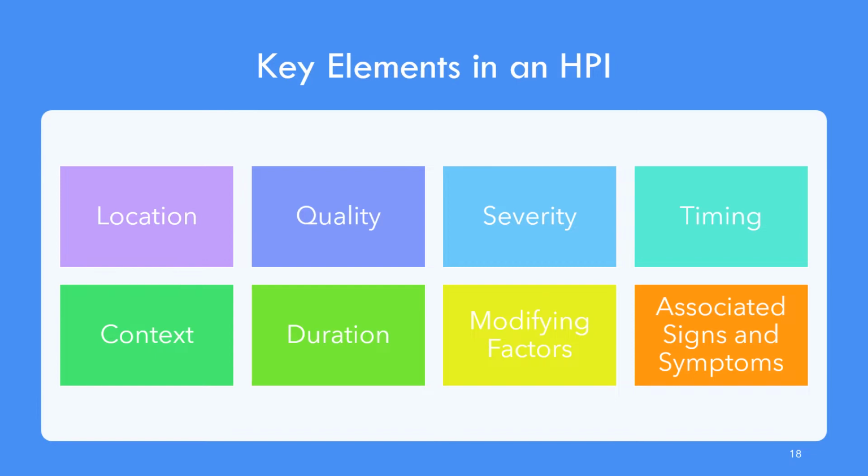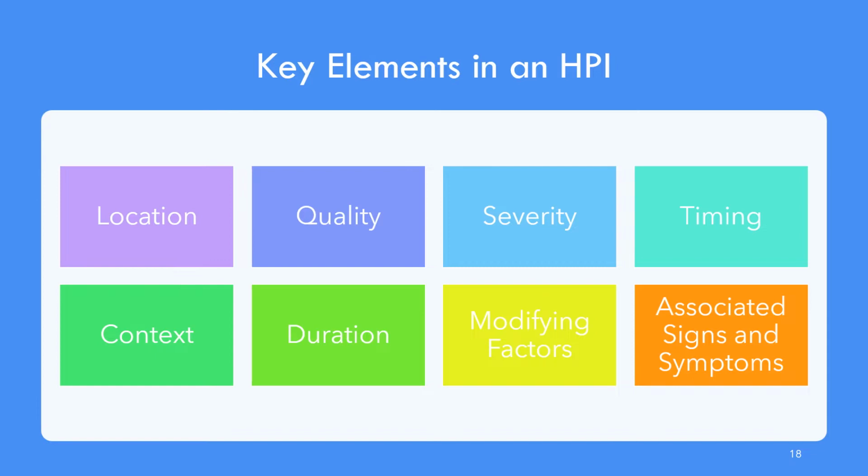The timing. What's the onset? What's the chronological account of this patient's complaint? The context. What are the circumstances or factors surrounding this event? What precedes or follows a symptom? Its duration. When did the symptoms start? Modifying factors. Are there things that make it better? Are there things that make it worse? And associated signs and symptoms, which are additional sensations or feelings associated with the problem. Don't forget to include pertinent negatives. These details help to define the differential diagnosis.